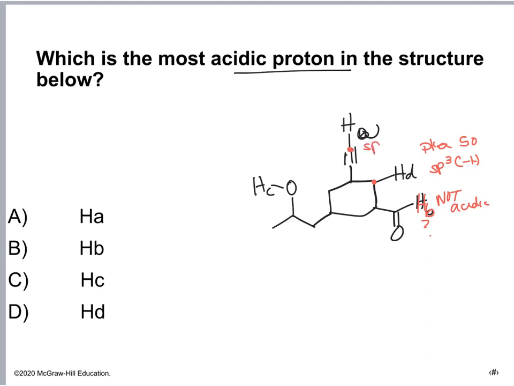This is an sp carbon hydrogen, so that pKa is going to be 25. And then this HC is an alcohol, OH, right? And that pKa is about 16. So HC is going to be your most acidic proton.